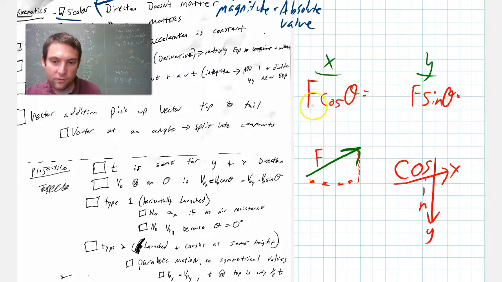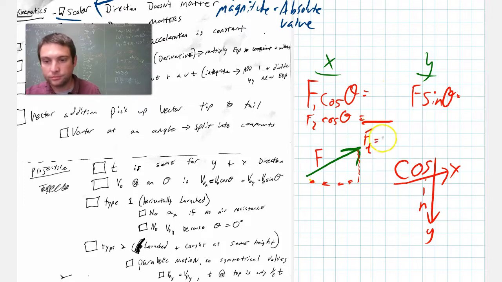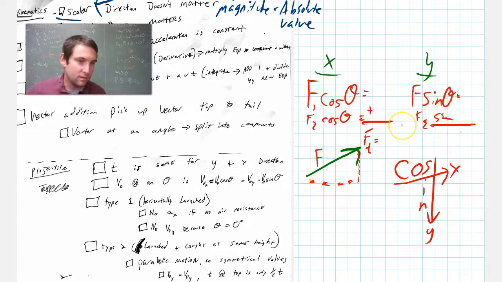If you have 2 vectors, let's say F1 and F2, it would be F2 cosine theta. And that'll give you the x component for F2. And you would add these two to get your F total. Right? Because we're adding vectors. Same thing over here, F2 sine theta. You get it. No need to continue.